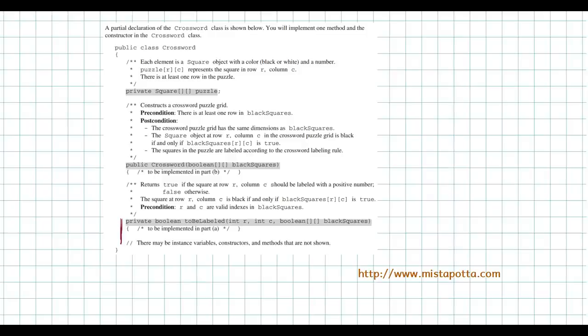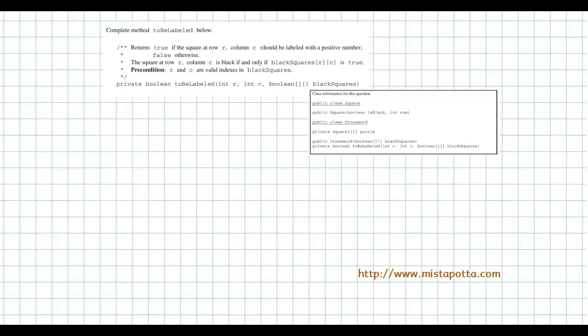This is really going to help us when we do our constructor. So remember the rules that we talked about for something to be labeled. The first thing I need to know is if it's black, then I want to make sure that it's not labeled. So if blackSquares sub R sub C is true, so I want to see if it's black, then return false. If that ends up being a black square, then I want to return false.